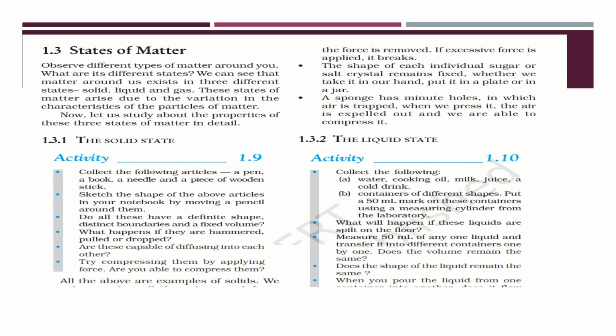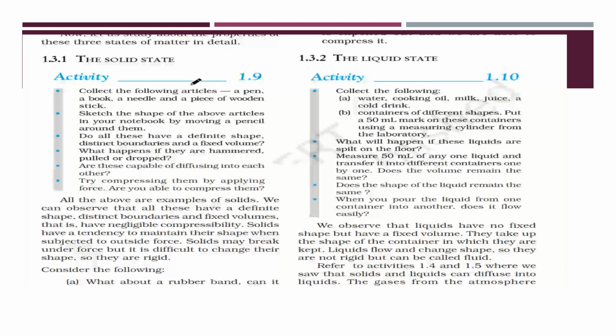So now we can see the different states of matter which are existing around us in three different states, that is solid, liquid, and gas. And these states of matter arise due to variation in the characteristic of particles of matter. Now let us study the properties of these states. So first we are taking the solid state. So let us do the first activity.